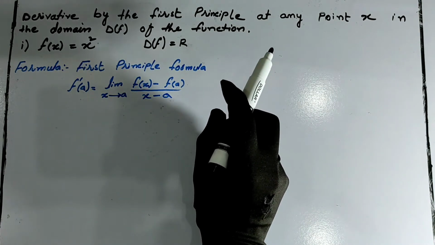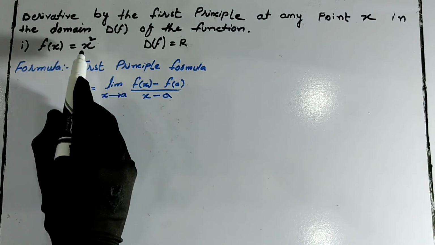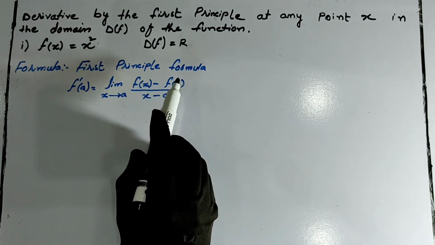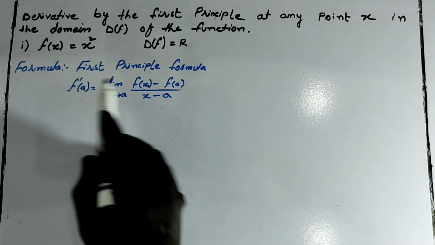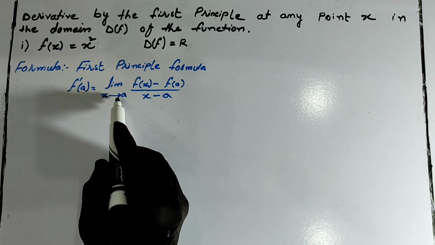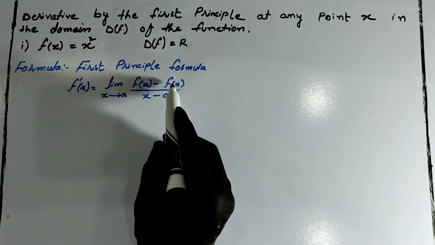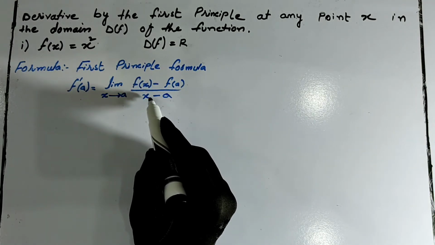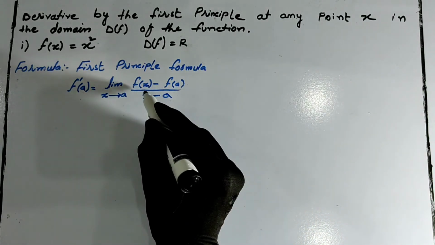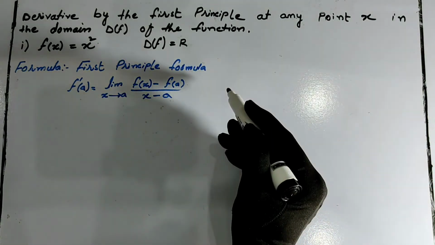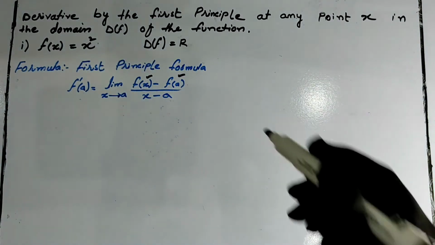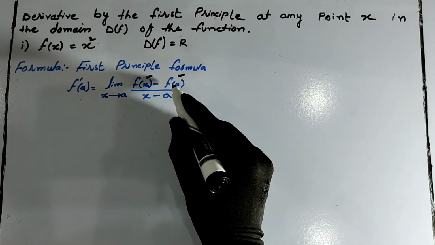So our first question is f of x is equal to x square. The first principle formula I have written here, which is f prime a is equal to limit x approaches to a, f of x minus f of a divided by x minus a. In order to put the values in this formula, first we need to find the value of f of x and f of a. So let's find the values of both of these functions.